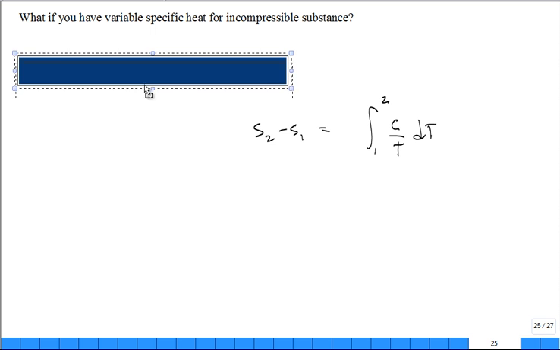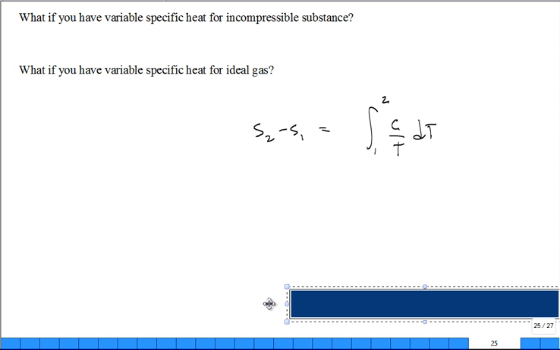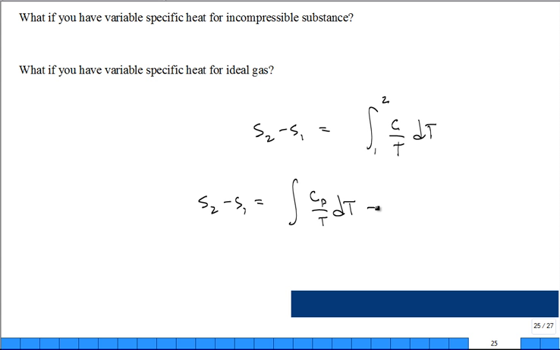What do you think the next question is? What happens if you have variable specific heat for an ideal gas? Well, we had the equation S2 minus S1 is equal to the integral of C sub P over T dT minus R natural log P2 over P1. So I can't pull this outside if that specific heat truly is a function of temperature. I'm stuck.